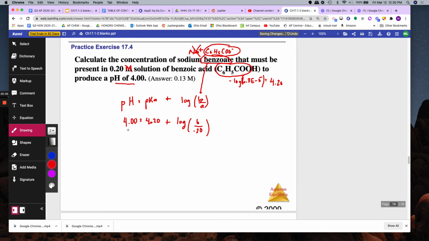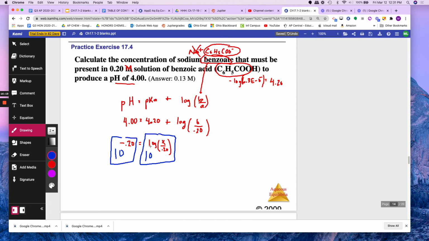And that's your math problem. Again, you just put this to this side, 0.20 equals log of x on the top over 0.20. Power of 10, power of 10. This cancels. 0.63 is equal to x over 0.20. X is equal to 0.13. So what I found is the molarity of the base, which is sodium benzoate, CH3COONa. You can put Na, you don't have to, but it's not going to do anything. But that's the answer.